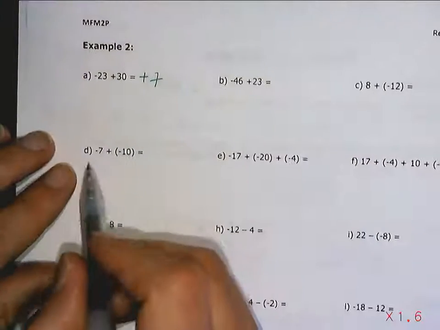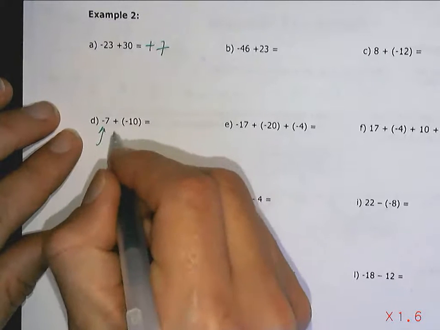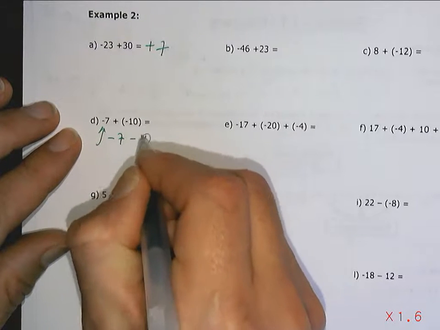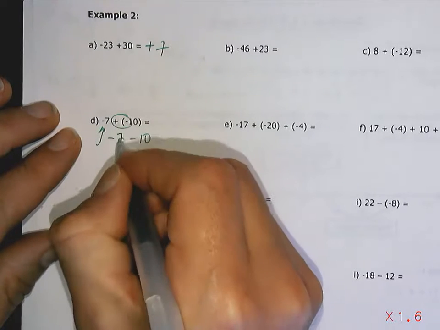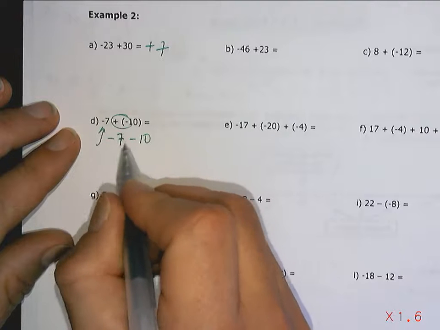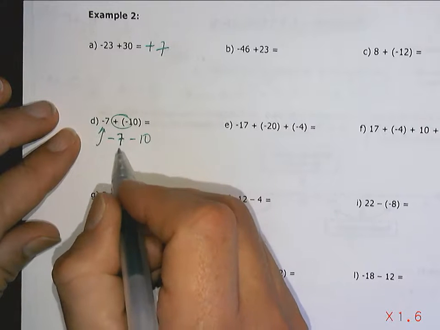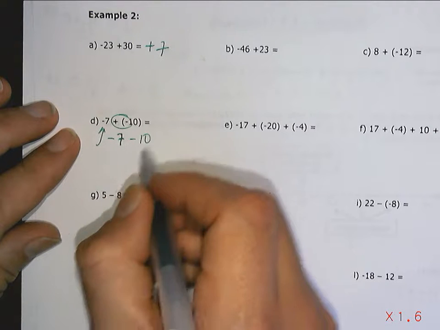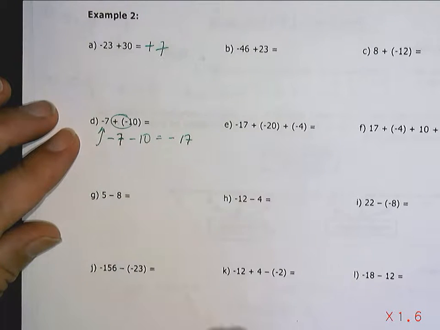I'm going to skip down to D. I start with a -7, and I need to rewrite it. So it becomes, a positive and a negative becomes negative. By the way, that's my 7. It's a 7 with a line through it, so it's -7. Take away 10 more, or 10 more negatives. So the answer is definitely going to be negative, and it's 17.